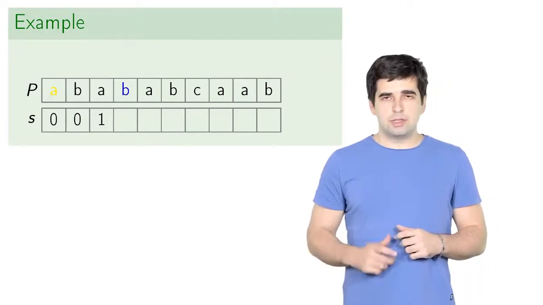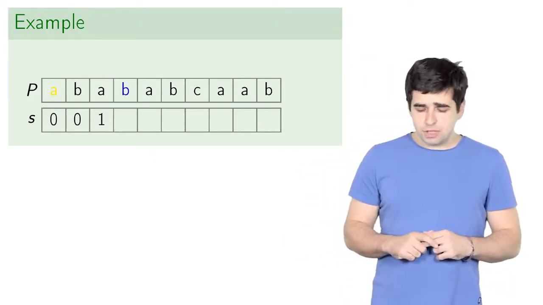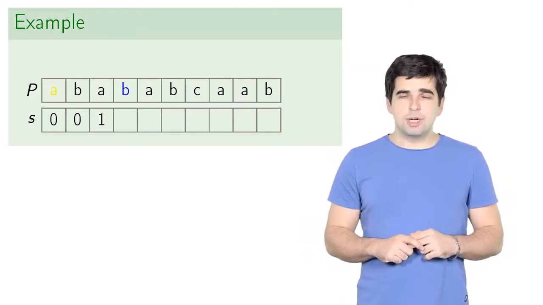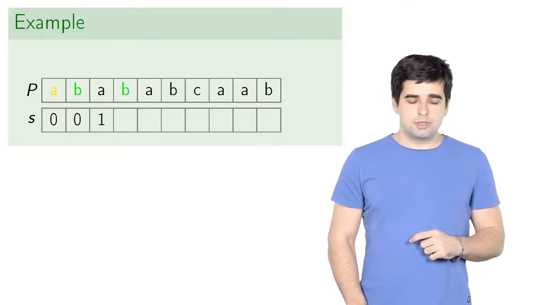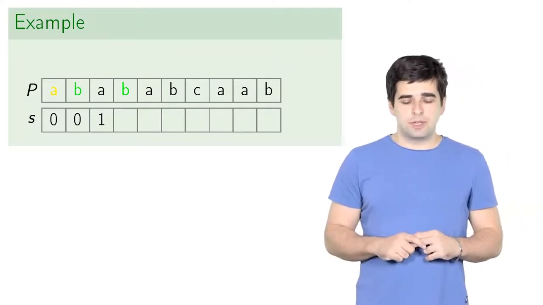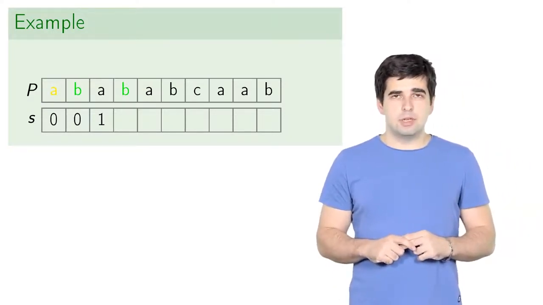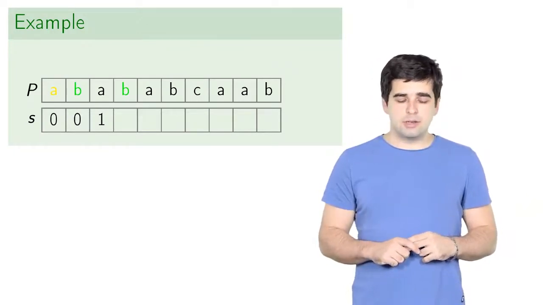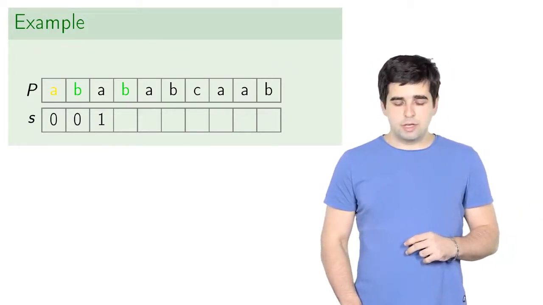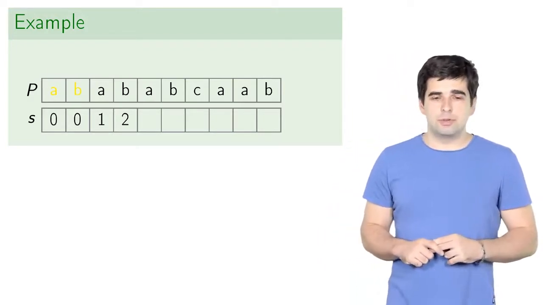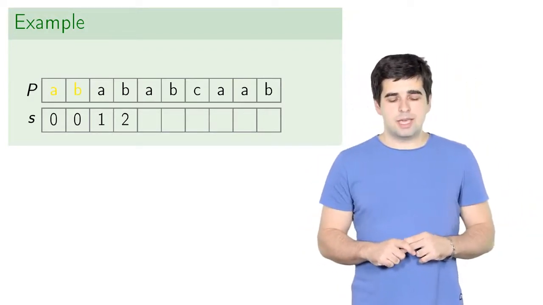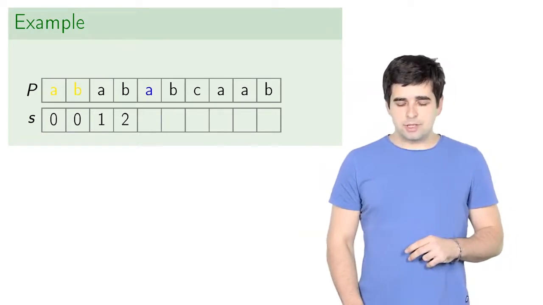And we look at the next character, which is b, and we need to compare it with the character right after the end of the current border, which is the b in position 1. Those characters are the same, so we increase the length of the previous border by 1, and we write down that s of 3 is equal to 2, and our current border is of length 2, and it is AB.